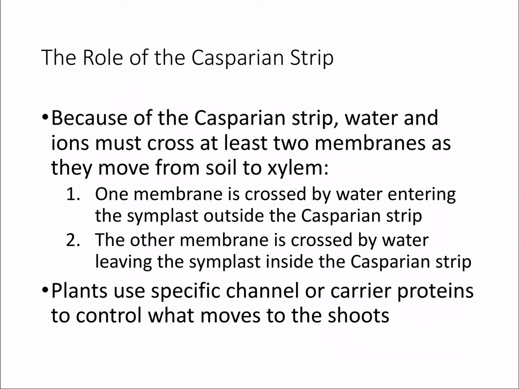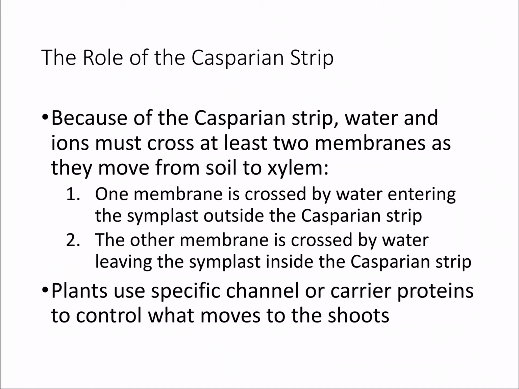So because of the role of the Casparian strip, water and ions must cross at least 2 membranes as they move from the soil to the xylem. One membrane is crossed by water entering the symplast outside of the Casparian strip. The other membrane is crossed by water leaving the symplast outside, and then one leaving inside the Casparian strip. So it adds an extra layer of protection so that plants will use specific channel or carrier proteins to control what moves into the shoots.